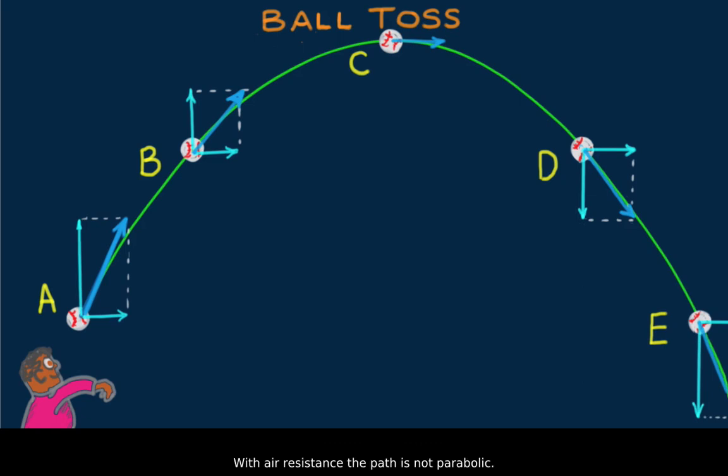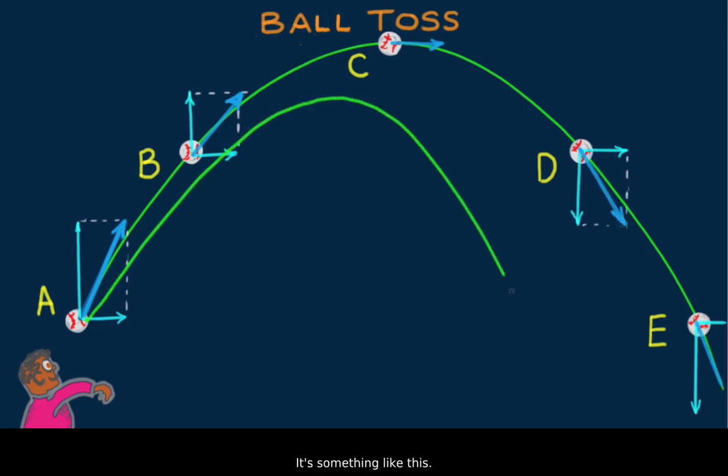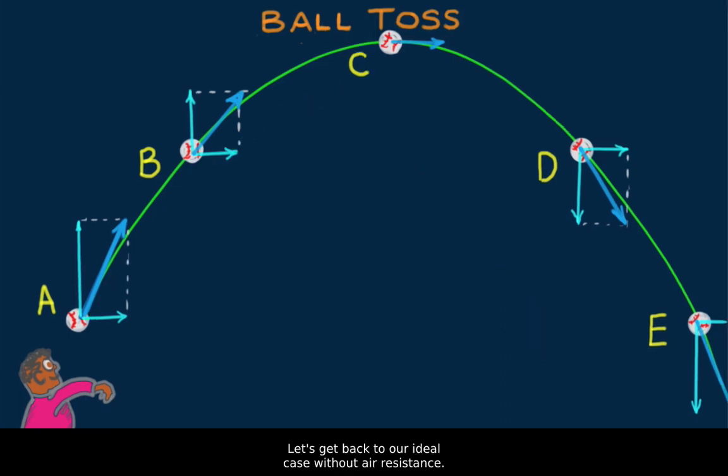With air resistance, the path is not parabolic. It's something like this. The horizontal component in each successive position becomes smaller due to air resistance. We just show the horizontal components here. These smaller components are why the ball doesn't go as far downrange. And air resistance vertically means the ball doesn't reach the same height. Interesting? Let's get back to our ideal case without air resistance.